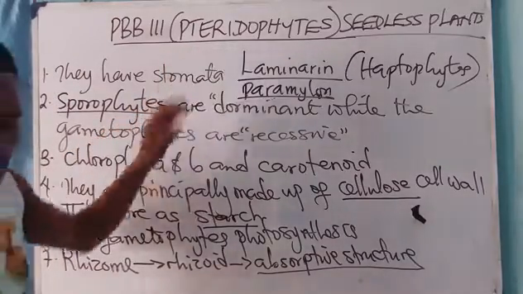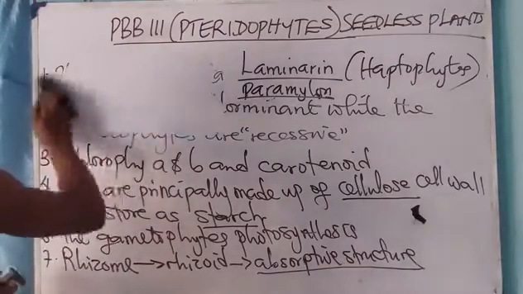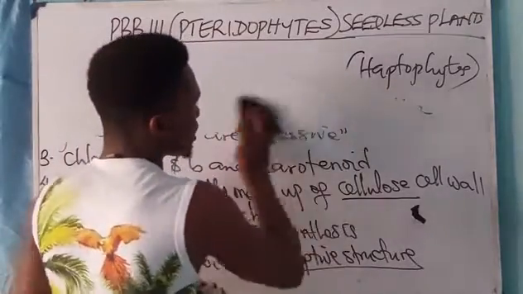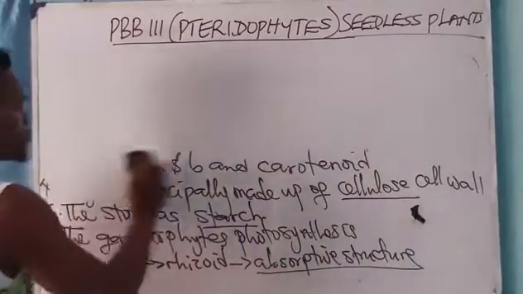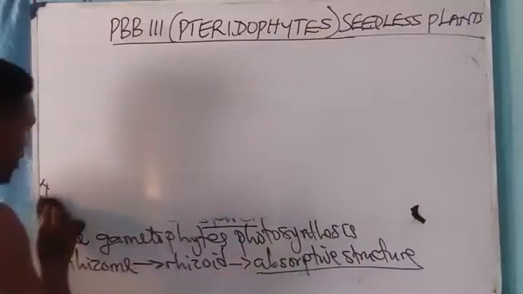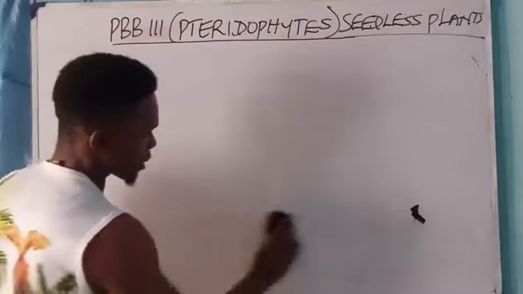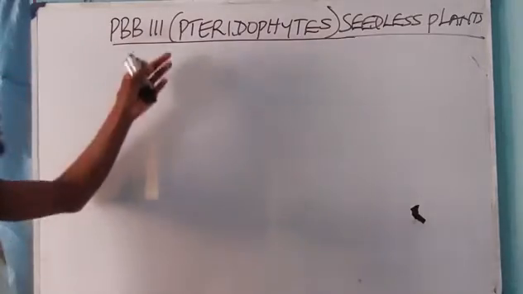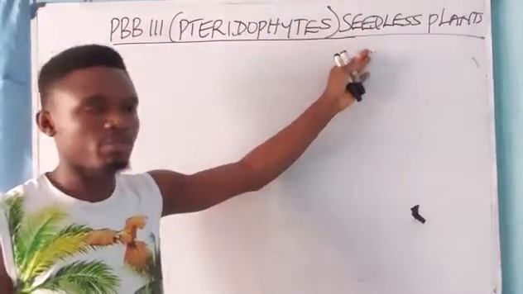The pteridophytes. Before I give us the divisions, the vascular bundles in pteridophytes are arranged differently. Please take note of this: the tracheophytes emanate from seedless plants. The tracheophytes are the angiosperms and the gymnosperms, and they are believed to have originated from the seedless plants, which are the pteridophytes and the bryophytes. Please take note of that.